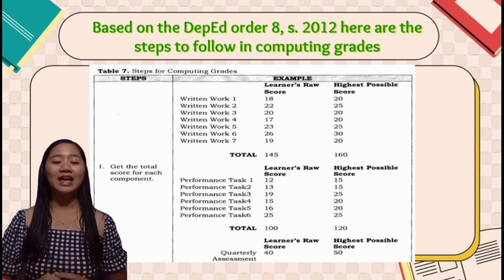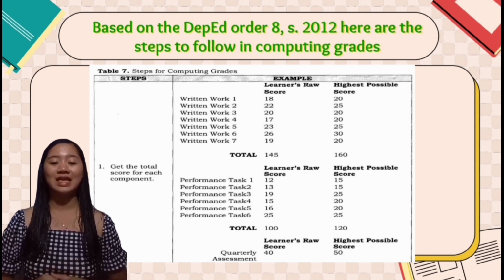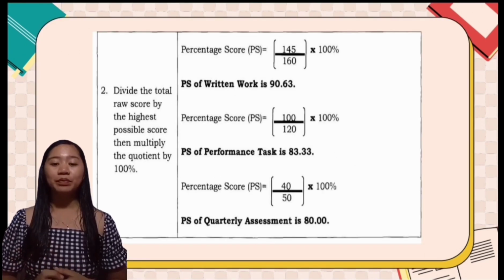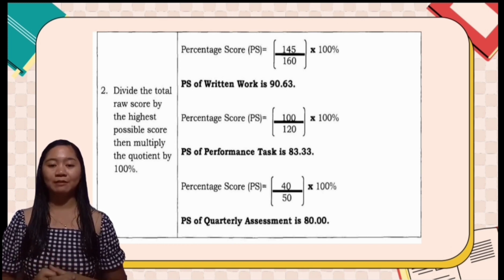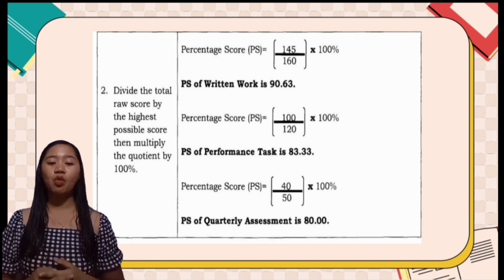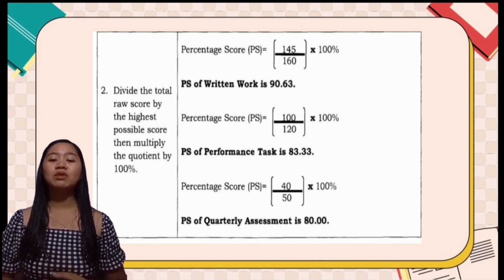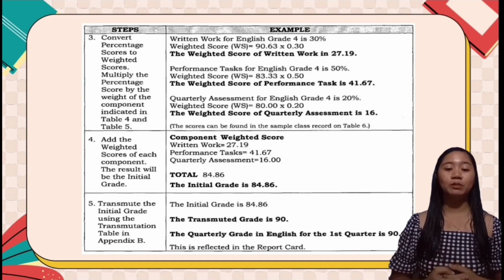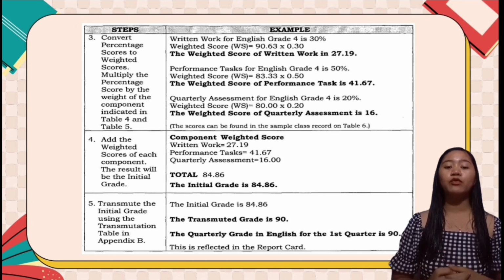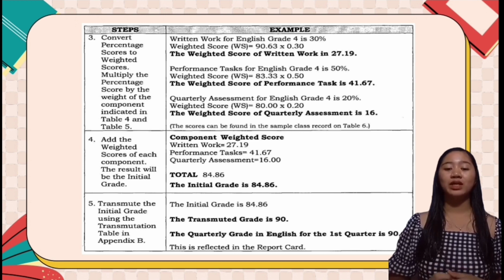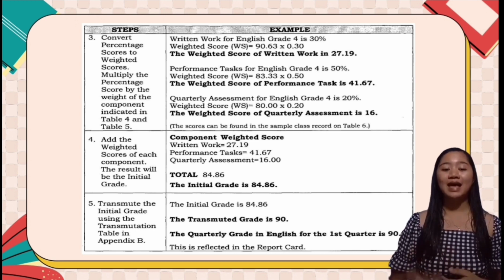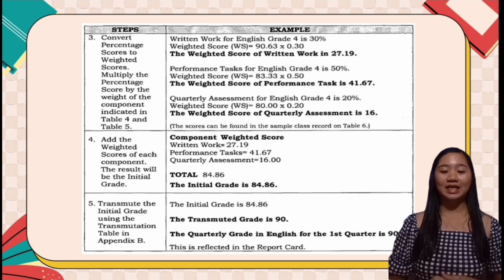Then you total the raw and highest possible score of all the components in the example. The second step you do is to divide the total raw score by the highest possible score, then multiply the quotient by 100%. So the formula is percentage score, or PS, equals raw score over the highest possible score times 100%. So here in our example, by solving the percentage score of written work, we got 90.63. For performance task, we got 83.83. Then at the quarterly assessment, we got 80.